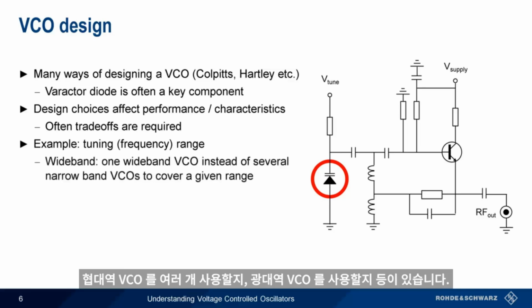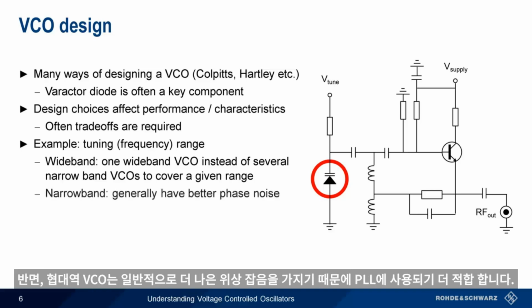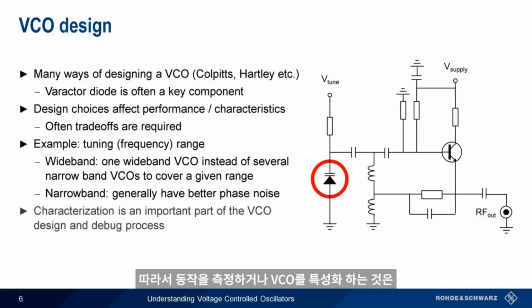A wideband VCO can be used to cover a wide range of frequencies, and this eliminates the need for multiple narrowband VCOs. This is particularly useful in radar or electronic warfare applications. On the other hand, narrowband VCOs generally have better phase noise and would be more suitable for use in a PLL. Measuring the behavior or characterizing the VCO is therefore an important part of the VCO design and debug process.